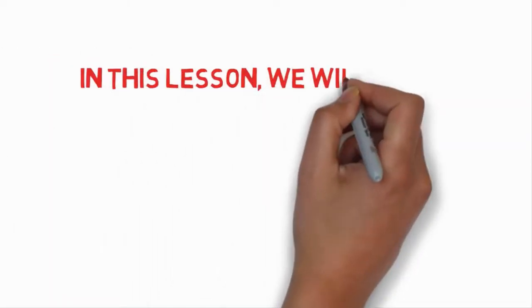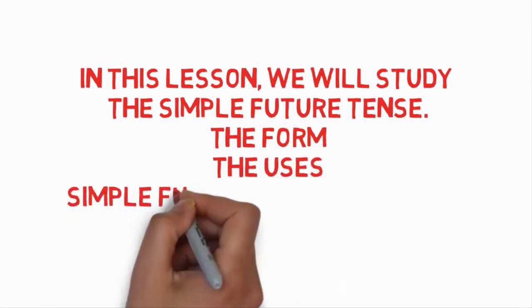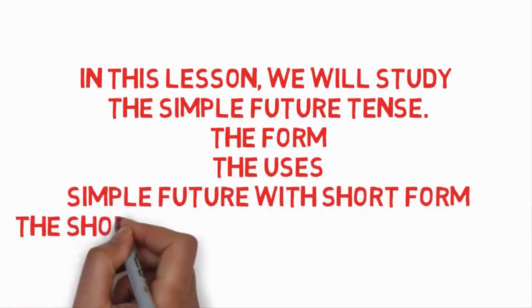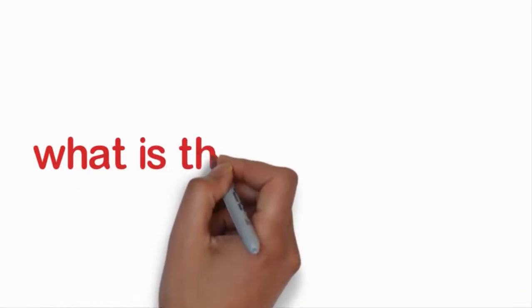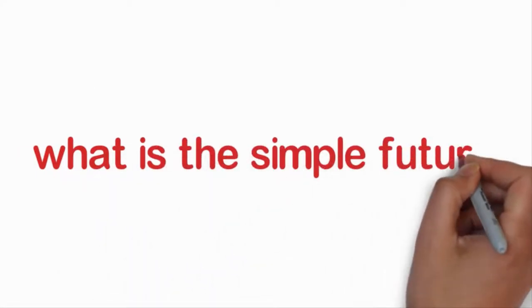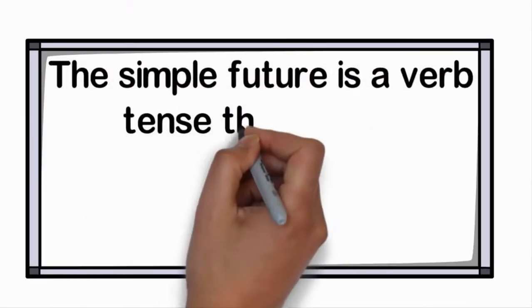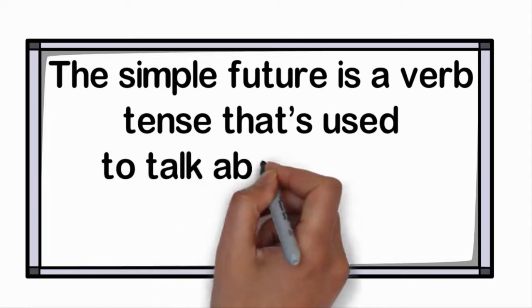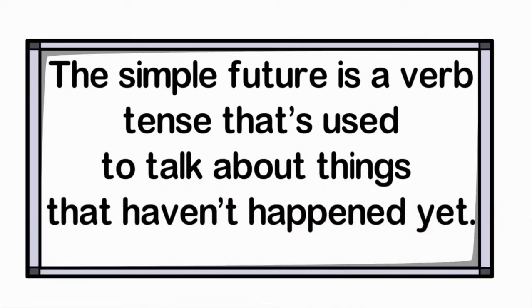In this lesson, we will study the simple future tense, the form, the uses, simple future with short form, the short answers with simple future. What is the simple future? The simple future is a verb tense that's used to talk about things that haven't happened yet.